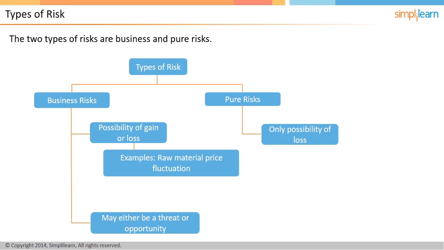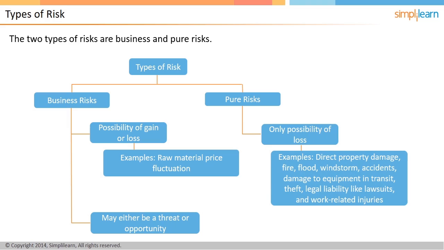If the price of raw material goes up in a long-term, fixed-term contract project, it can lead to a negative risk for the seller, and if the price falls below the estimated threshold, the seller can be on the opportunity or gain side. Examples of pure risks include direct property damage, fire, flood, windstorm, accidents, damage to equipment in transit, theft, legal liabilities like lawsuits, work-related injuries, and so on.